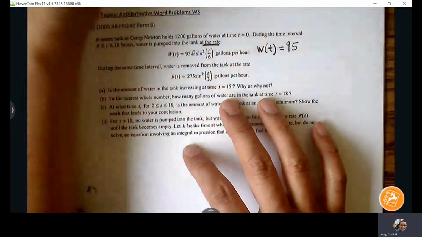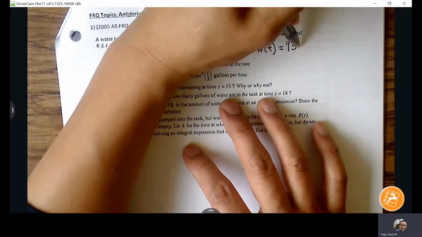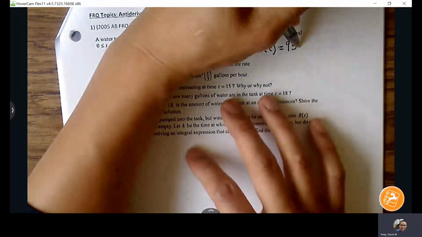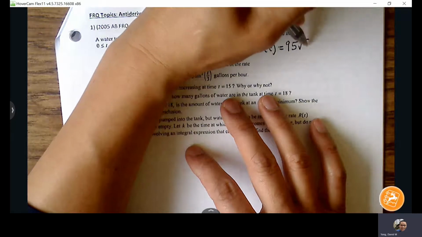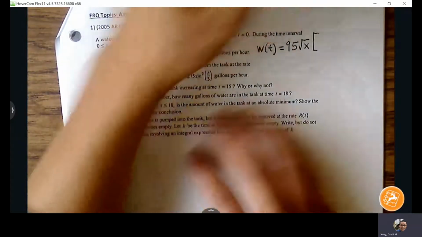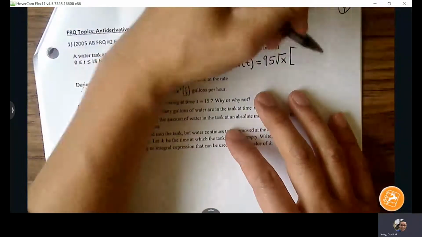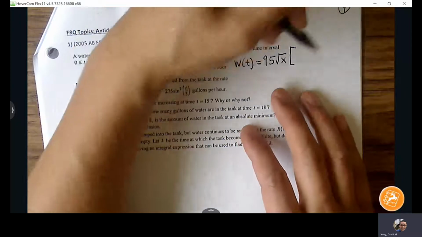It'll be 95. Now in the calculator, it'll look like this. We got to use x instead of t. I'm using brackets here, but in the calculator, you can only use parentheses. It just looks a little bit cleaner on paper if I use brackets.